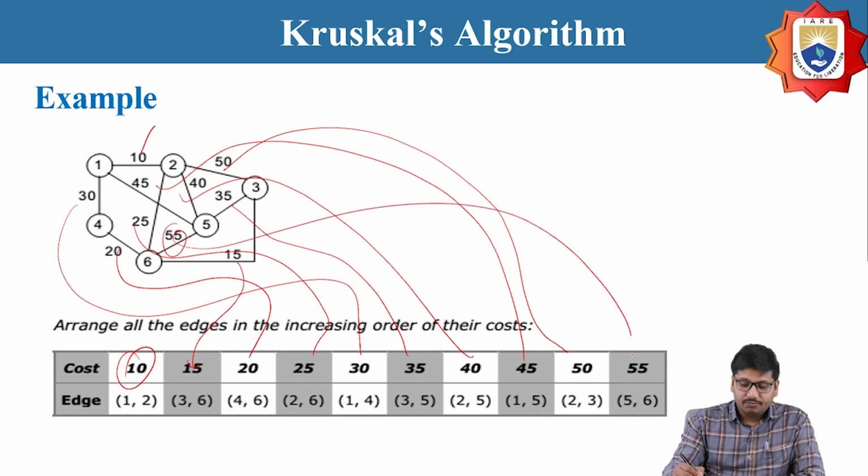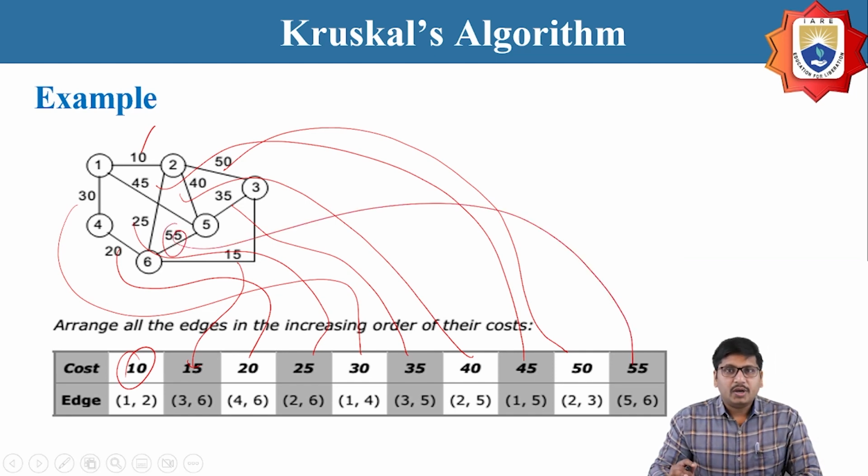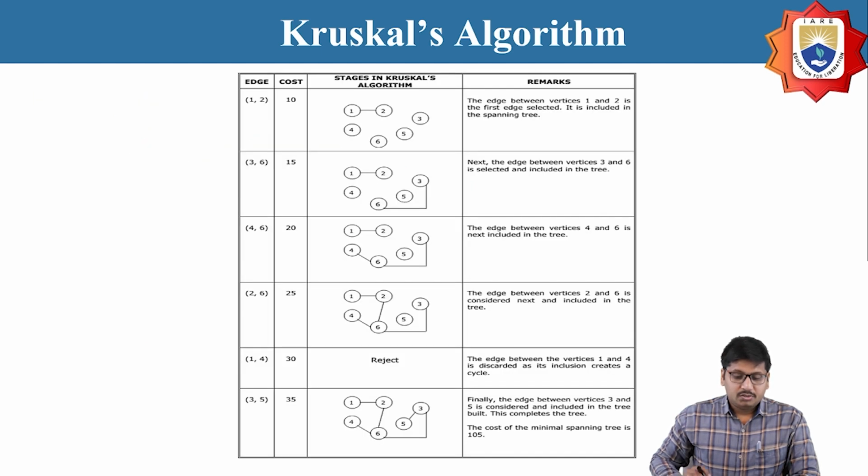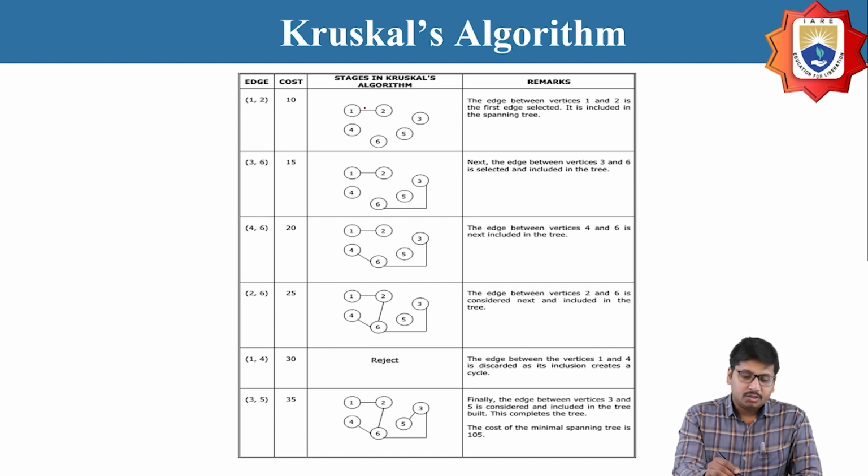And the last one is 55. Like this, I have to arrange all the weights of this graph in ascending order. And once these weights are arranged in ascending order, next I have to take an empty tree, and then the edges are added one by one, highlighting each.